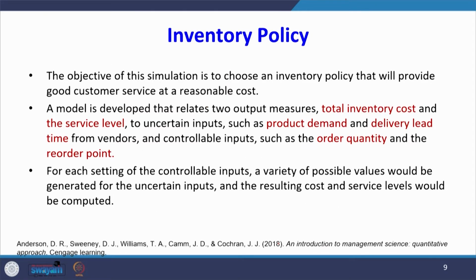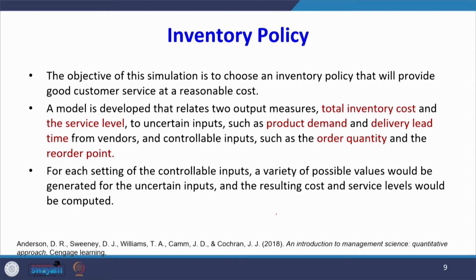So, the third application is inventory policy. We will be solving this problem also. The objective of this simulation is to choose an inventory policy that will provide good customer service at a reasonable cost. In the previous lecture, we studied different inventory policies. Whenever the demand is probabilistic in nature, we can use the concept of simulation. A model is developed that relates two output measures, total inventory cost and service level, to uncertain inputs such as product demand and delivery lead time from vendors, and controllable inputs such as order quantity and reorder points.